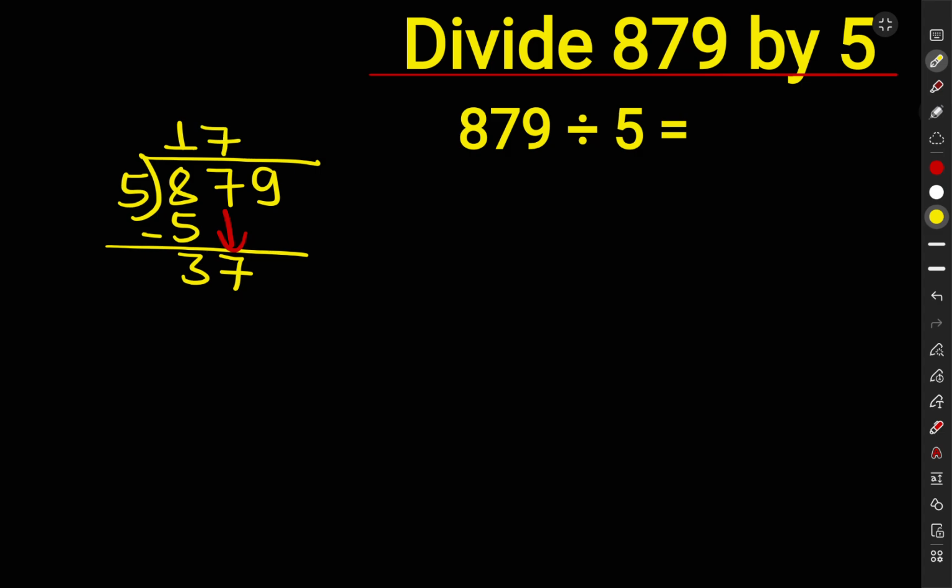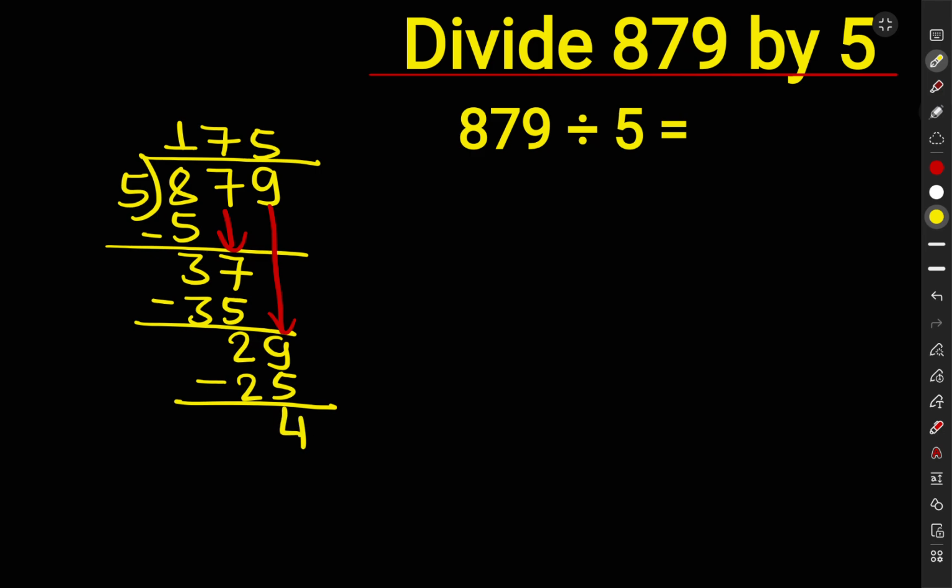5 times 7 is 35. On subtracting we get 2. So again we put down this 9 and it is 29. 5 times 5 is 25. On subtracting we get 4.